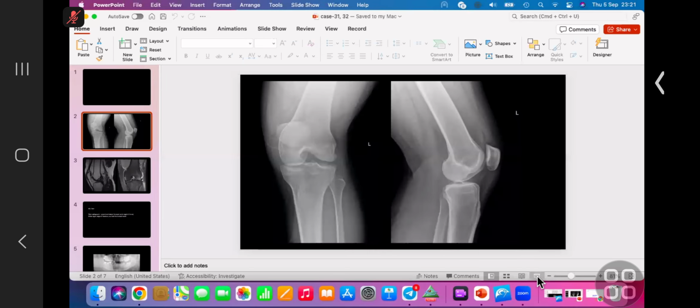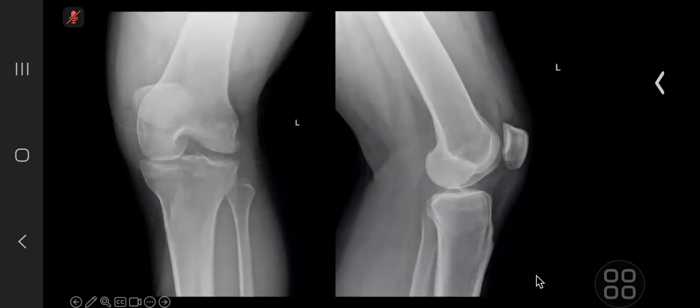So this is your next case. This is a 30-year-old male with a history of fall. Okay. So I'm presented with anteroposterior and lateral views of the left knee in a 30-year-old male who has come in with a fall.